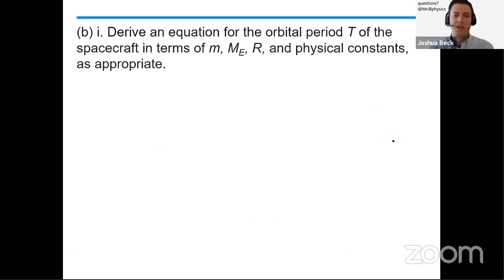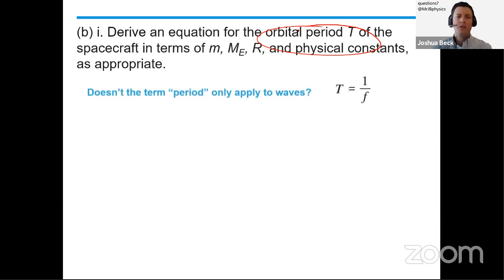Let's move on to part B. We need to derive an equation for the orbital period. So I like to identify what it is that I'm looking for: the orbital period, capital T. Now here's a common thing that we see when we look back at the sample responses, and we looked at student responses in 2018. People have this thought process.